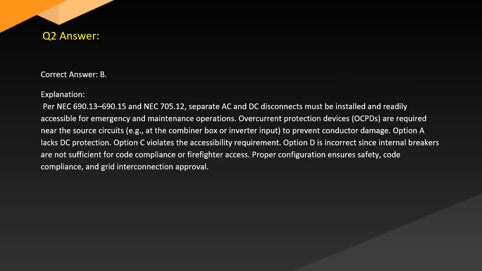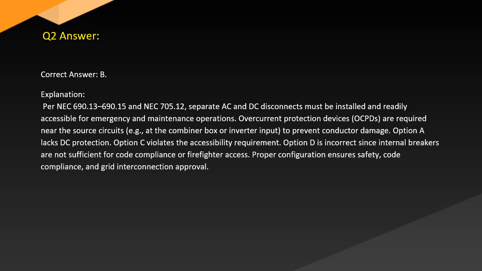Answer. Correct answer: B. Explanation. Per NEC 690.13, 690.15 and NEC 705.12, separate AC and DC disconnects must be installed and readily accessible for emergency and maintenance operations. Overcurrent protection devices (OCPD) are required near the source circuits, e.g., at the combiner box or inverter input, to prevent conductor damage.